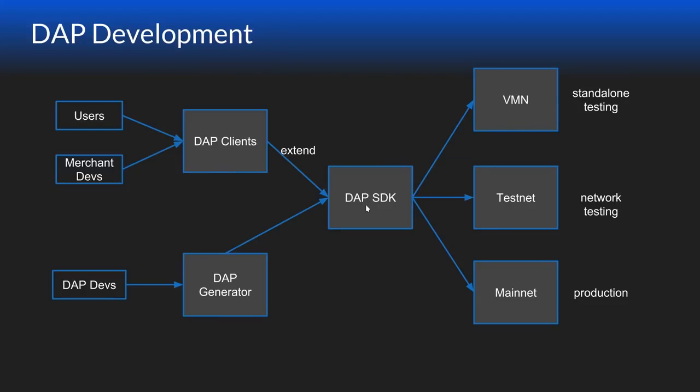The other thing that's a really big deal about the DAP development with this sort of structure is that because the clients are only attaching to our DAP SDK, we're able to change whether the DAP SDK connects to this devnet, whether it connects to testnet, or whether it connects to mainnet. And as far as the clients are concerned, that's all completely invisible. So this makes testing a dream.